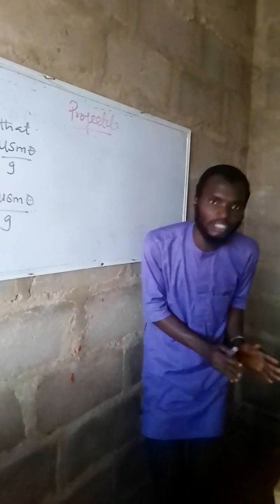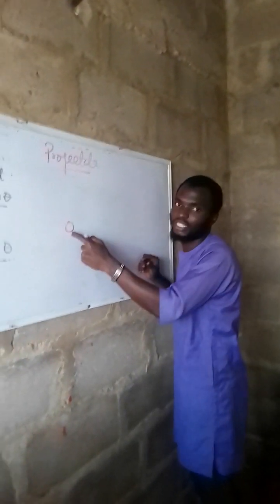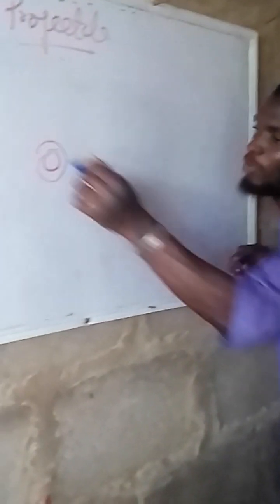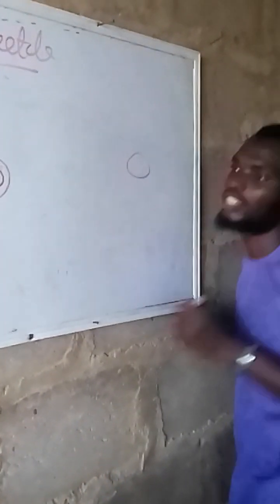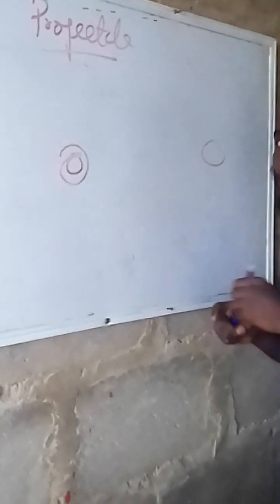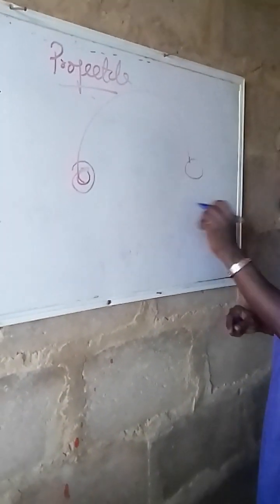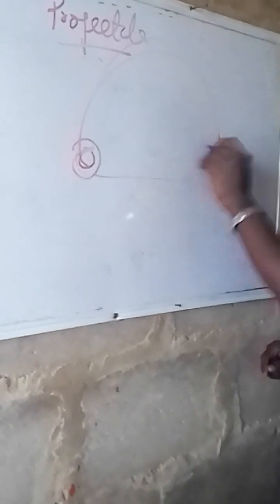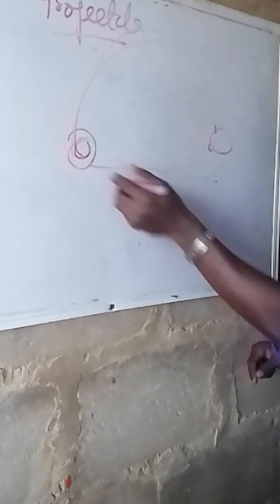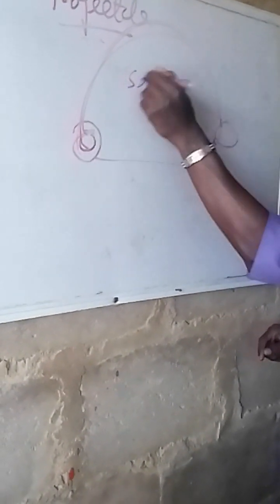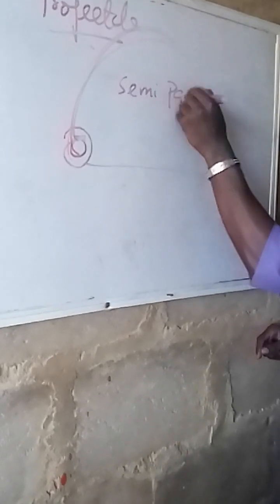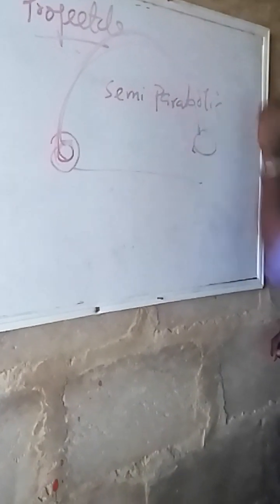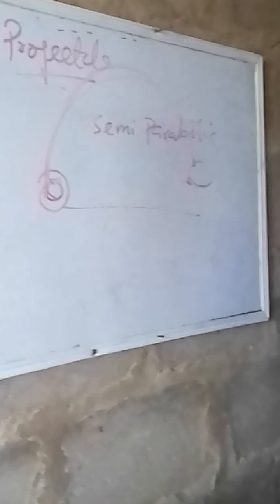You all know that motion is the change in position of an object with respect to time. If the object is here, and it is now changing position to here, that is motion. Now let's join projectile to it, which makes it projectile motion. So if that motion is not moving straight like this, but moving like this, like half of a circle, we call it a semi-parabolic pattern. Are we together?